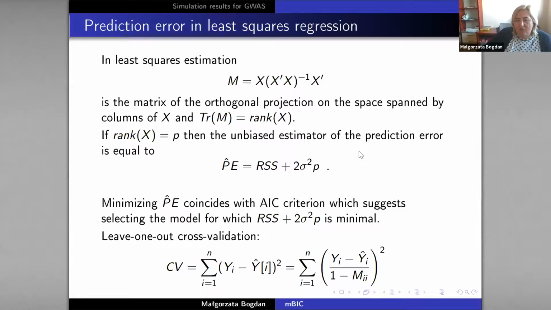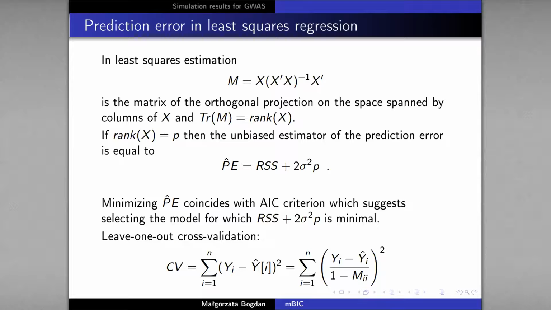Leave-one-out cross-validation, I'm going to skip. You probably know a little bit about cross-validation. Should I say a few words? Pavlo, Alexey, Fedor, do you know something about cross-validation? Have you heard? Should I say something? I'm not going to use it later in the talk, so just very briefly.